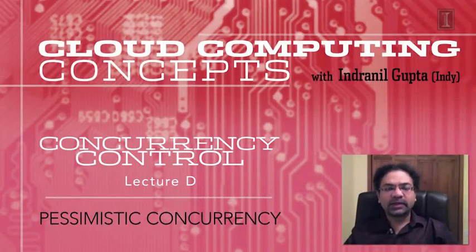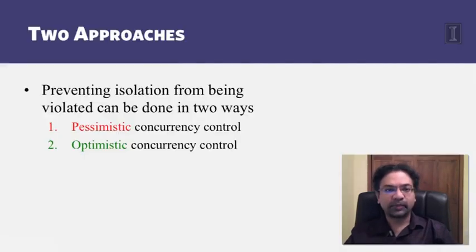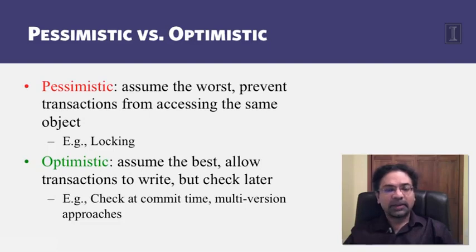In this lecture, we will see the first of two types of techniques that are used for concurrency control. In other words, to make sure that transactions satisfy the ACID properties in spite of concurrency. So these two approaches are pessimistic concurrency control and optimistic concurrency control. Pessimistic approaches assume the worst, and they prevent transactions from accessing the same object. So they prevent two transactions from accessing the same object altogether. An example of pessimistic that we'll discuss in more detail is locking.